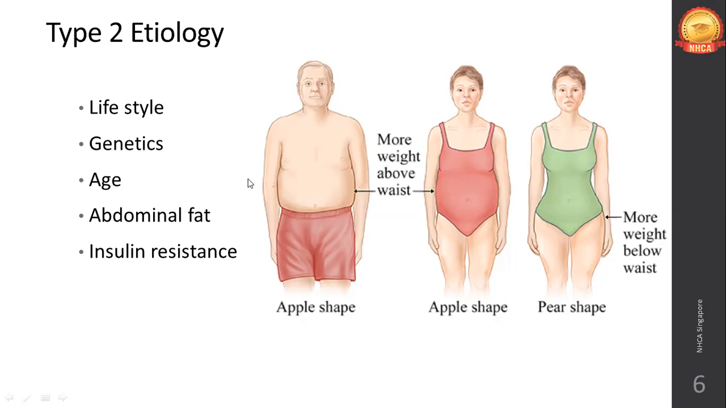Then we have age. Genetics also plays an important role. If you look at your grandparents or parents, if both of them or the majority of the people in your family suffer from diabetes, even extended family, if diabetes is a common disease among your family members, your risk of developing diabetes early on will also be high.